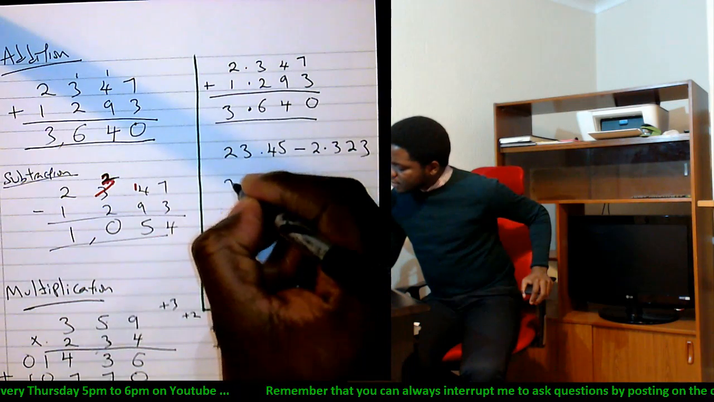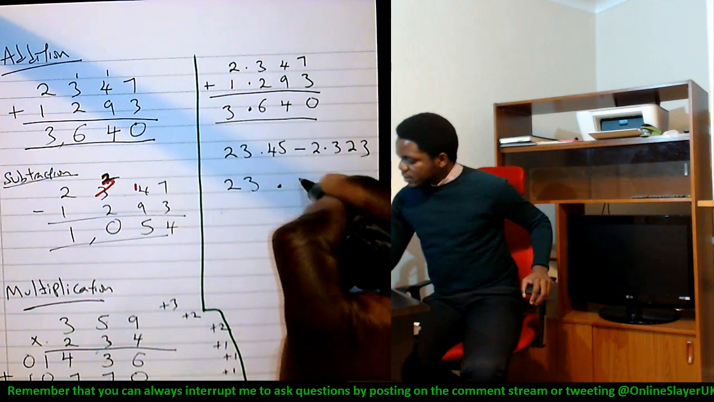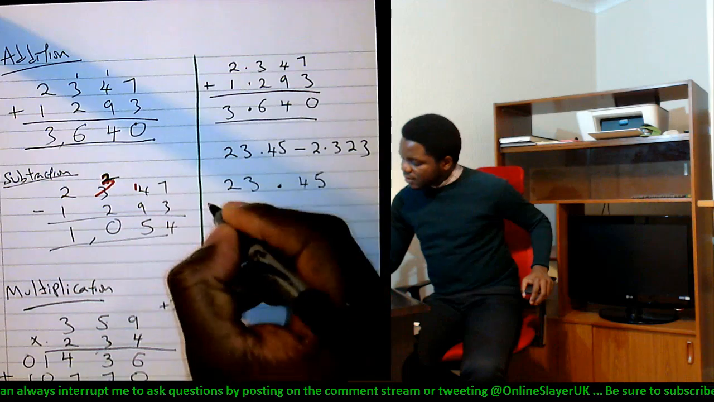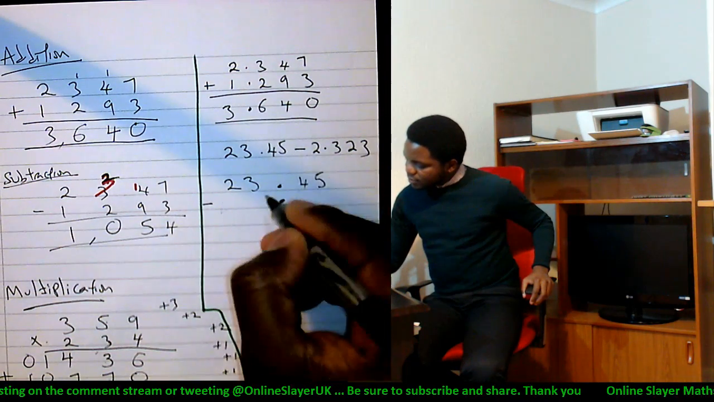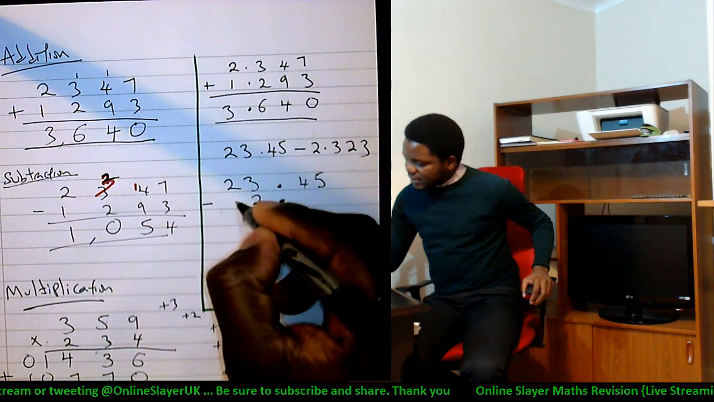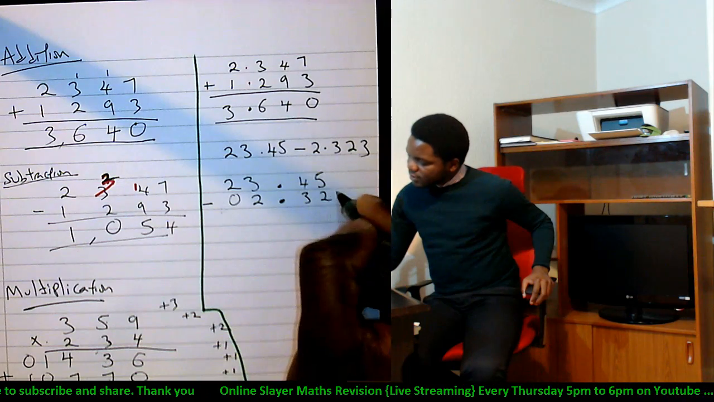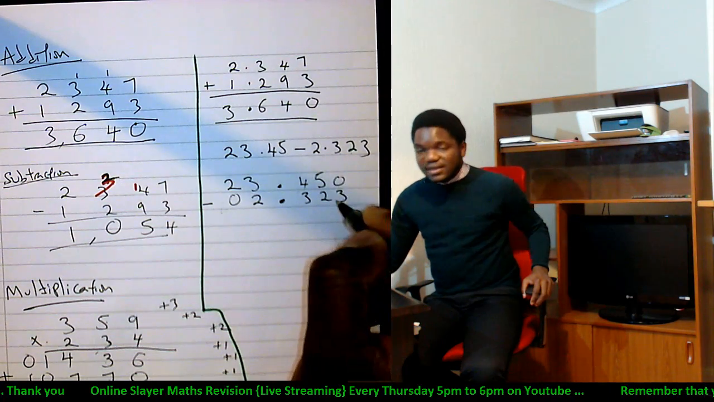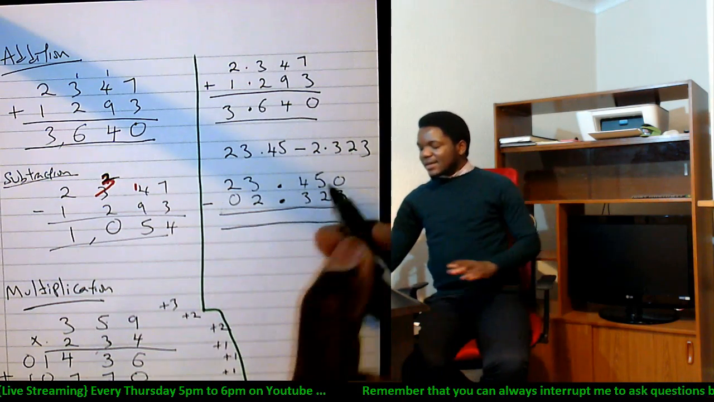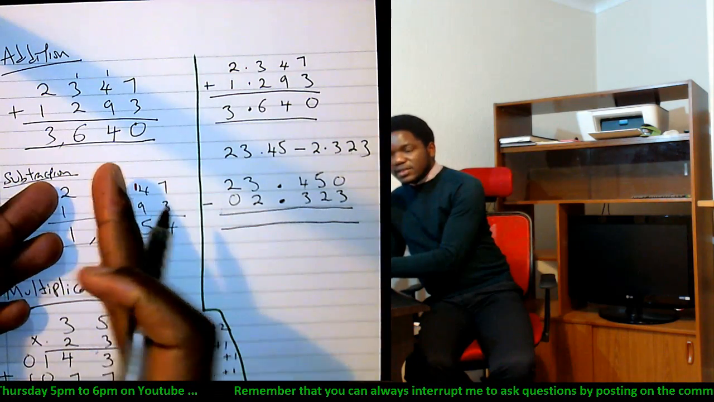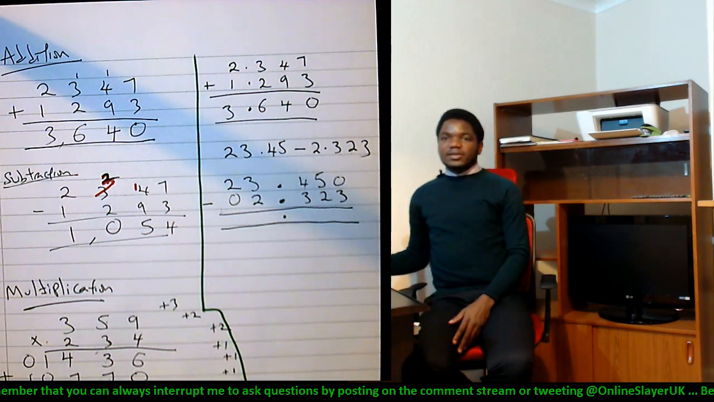So it's a subtraction. 23.45 minus, the point is here, okay, 2 is in front of that, there is nothing here, so it's like a 0, 3, 2, 3. Now you're subtracting. Exactly the same way you did this subtraction is the way you're going to do this one. I know there's a decimal point, so just put it there already in your answer, so you know you're not missing out anything.